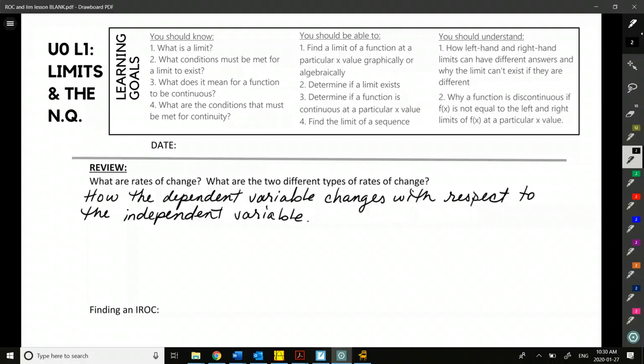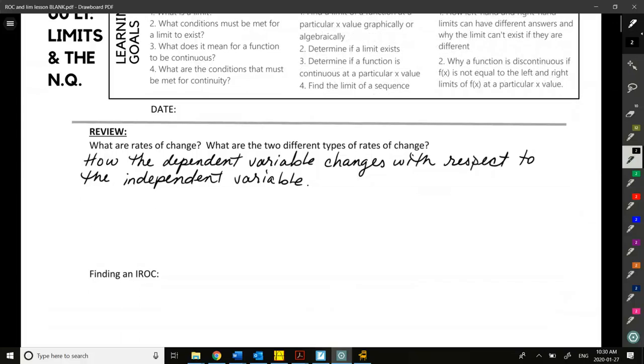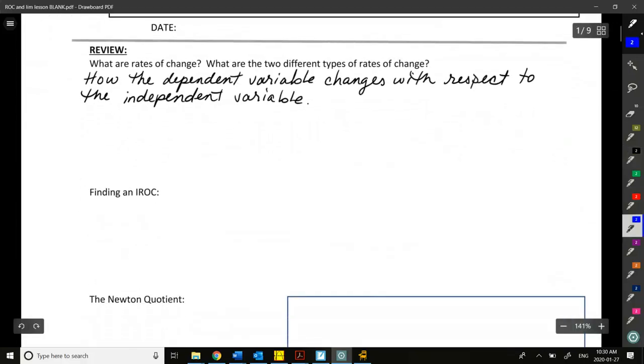Okay, so a lot of times we measure rates of change with the slope of a line. There are different lines that we use depending on what kind of rate of change we're looking at. So there are two really big categories of rates of change that we looked at in advanced functions. Does anyone remember those two different types? Essay? Yeah, awesome. So there's average rate of change and instantaneous.